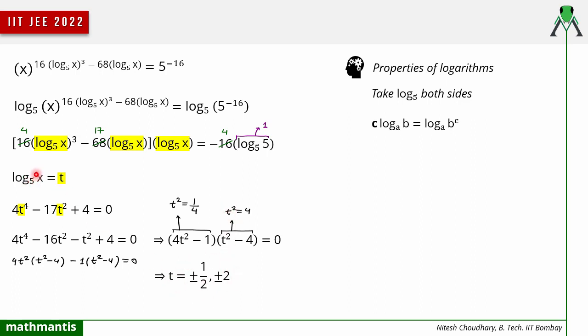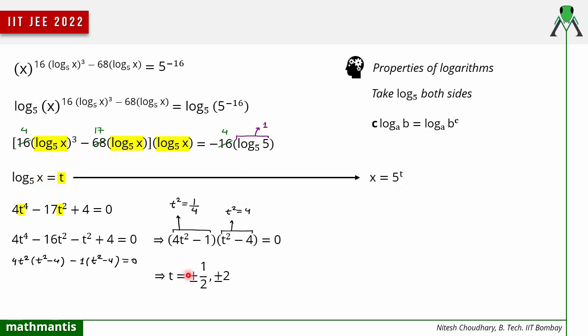But we have to find the values of x, because we have to find their product. So positive values of x we have to find. So x is nothing but 5 raised to power t. This is the definition of log. Base can be put here and this will become the exponent. So log 5x equal to t can be written as 5 raised to power t is equal to x.